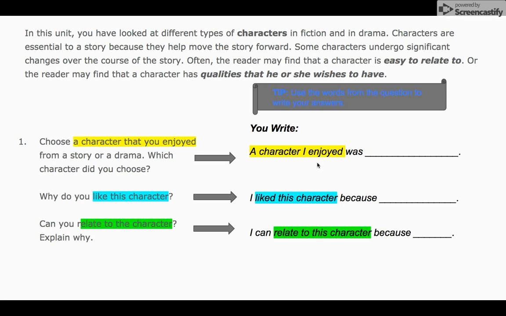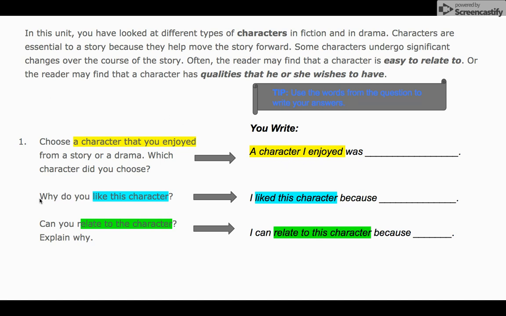And so a good way for you to answer that in your own words is to use part of the question wording itself. So here, this question again says, choose a character that you enjoyed from a story. So you should write, a character I enjoyed was Snow White from the Disney movie Snow White and the Seven Dwarfs. Okay? That's what you fill in the blank, the character you chose. But you see how we use the same words from the question in our answer? That's a good way to create complete sentences for each question that you're answering, okay?